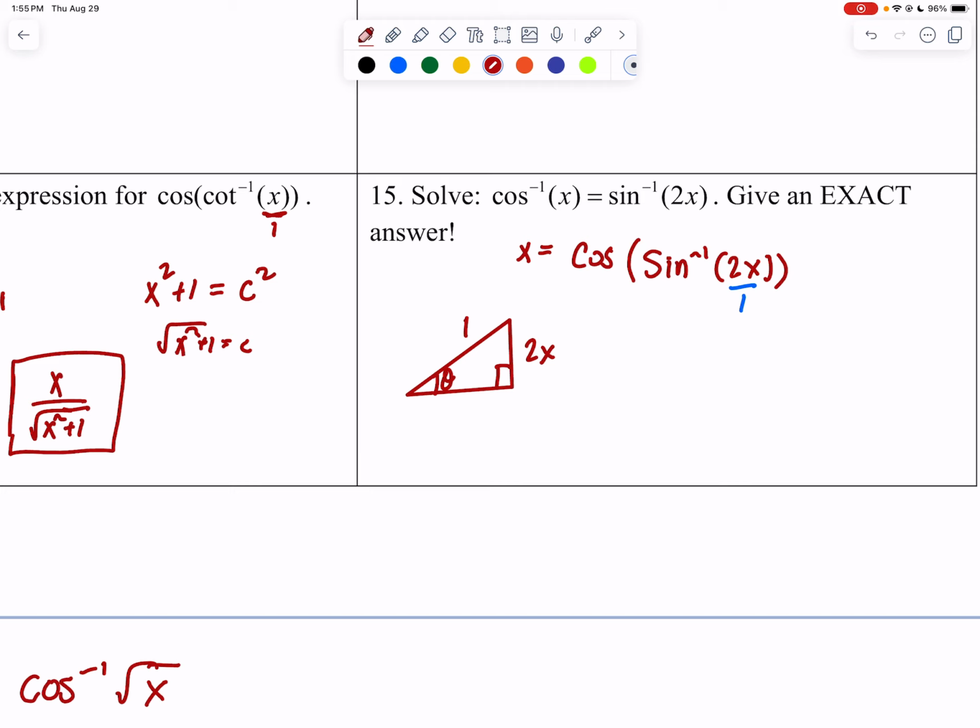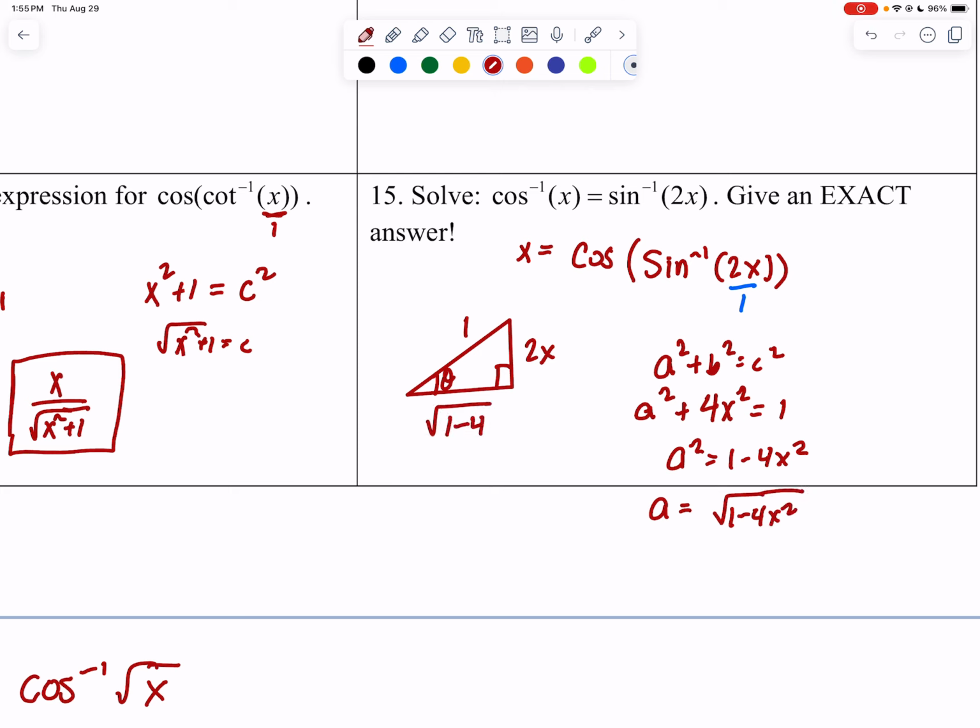So now I have a squared plus b squared is equal to c squared, where I have a squared plus 4x squared is equal to 1 squared. So a squared is equal to 1 minus 4x squared, which means that a is equal to the square root of 1 minus 4x squared. And then if I want to find cosine of this lovely triangle right here, cosine is adjacent over hypotenuse, so I'm just going to get the square root of 1 minus 4x squared. And that's going to be my right side.